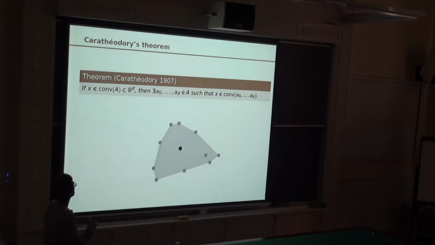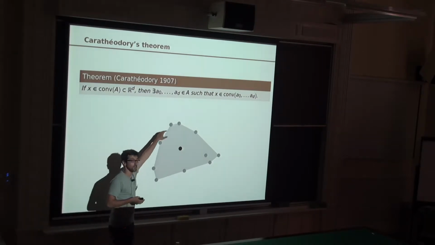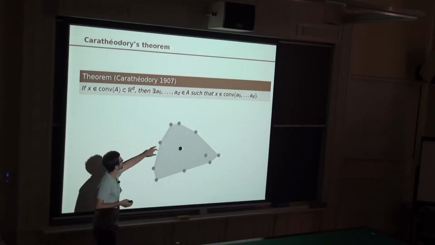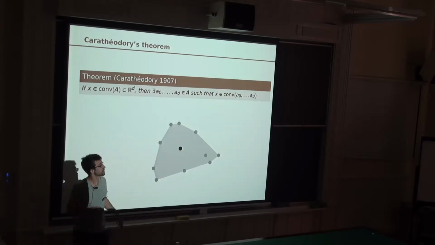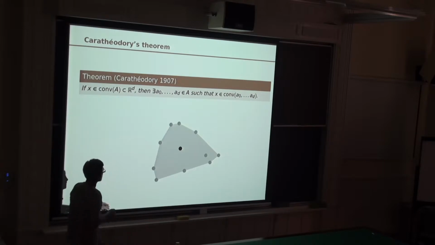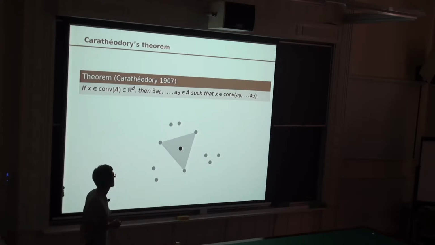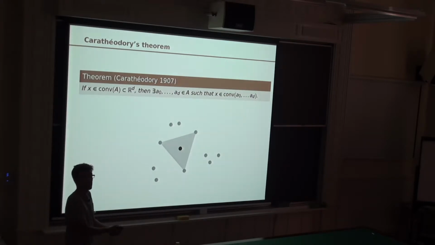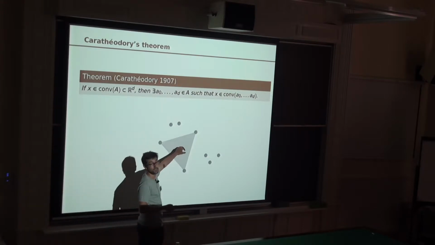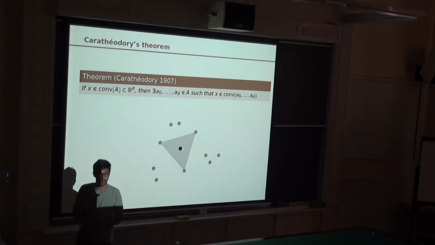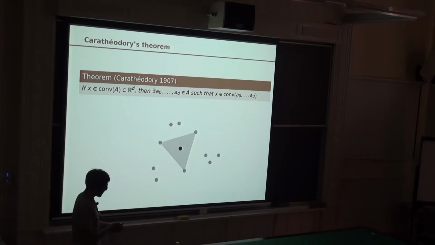The way to start would be by Carathéodory's theorem. So what does Carathéodory's theorem say? It says if you have a subset of R^d, which I called A, this gray point, and you have a point X in its convex hull, then you can find a subset of at most d+1 points whose convex hull contains this point. So this is Carathéodory's theorem.